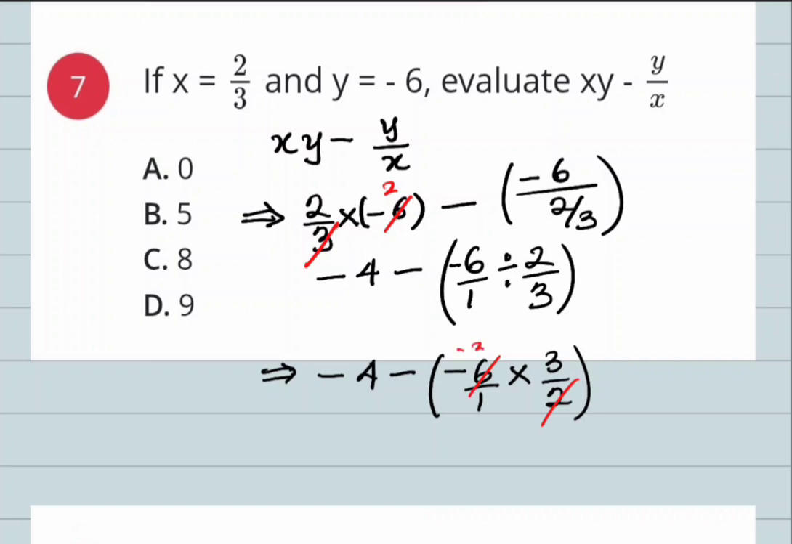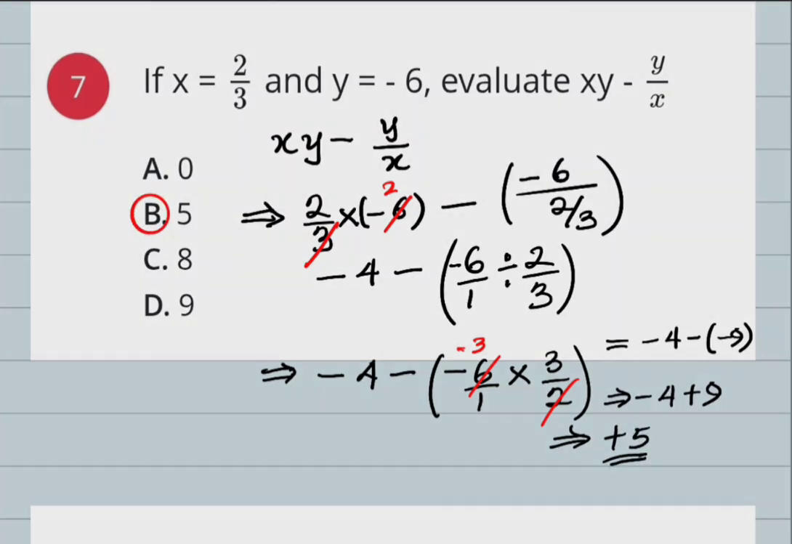Minus 3 times minus 3 gives us minus 9 inside, and outside there we have minus 4. So here we have minus 4 plus 9, and that will give us positive 5. So our correct answer is option B.